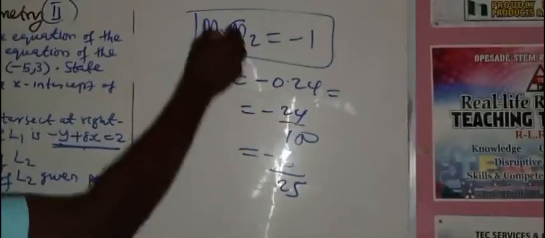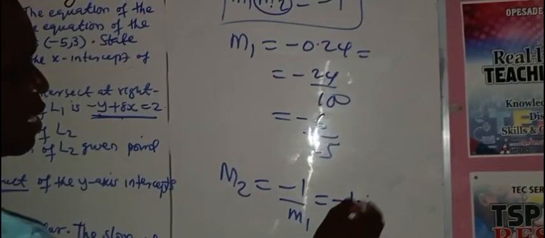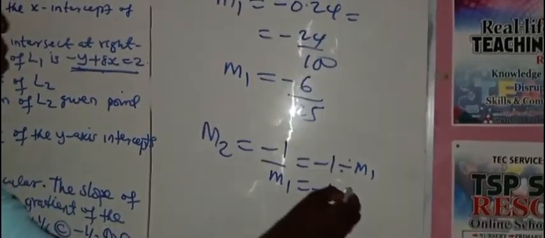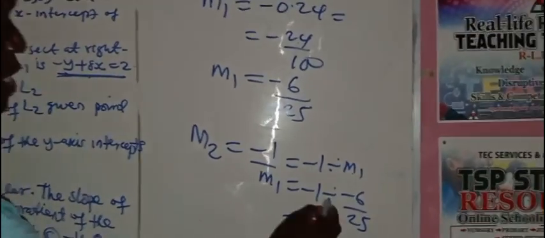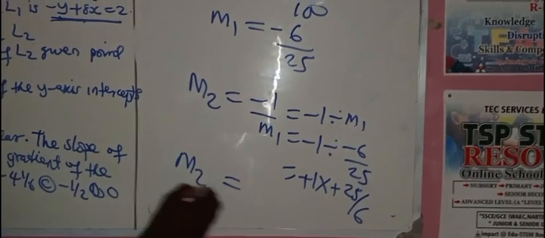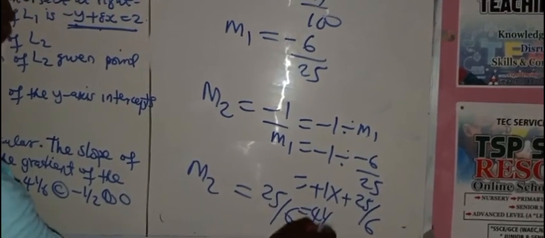Now, find the gradient of the second line. We are looking for m2. So from this formula, you make m2 the subject. m2 is minus 1 over m1, which means minus 1 divided by m1. This is our m1, minus 6 over 25. So this will be minus 1 divided by minus 6 over 25. Change this to times: the 25 will go up, 6 will come down. Minus cancels minus, that's plus. So we have our m2 equal to 25 over 6, which is 4 and 1 over 6.